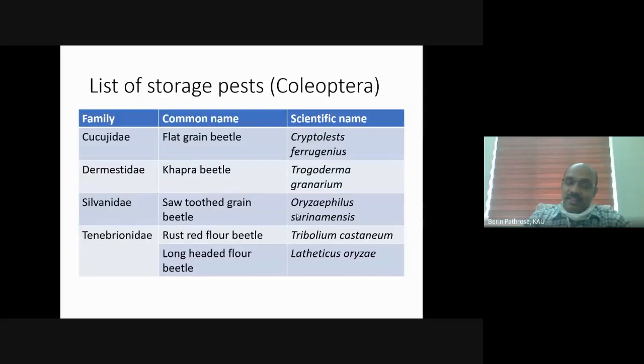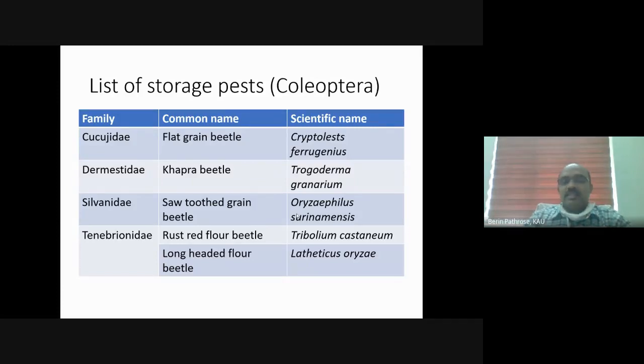The next family is Tenebrionidae. Actually, if we consider the species, we have two to three pests in the Tenebrionidae family. The first one is rust red flour beetle or red flour beetle. The scientific name is Tribolium castaneum. This Tribolium castaneum is a major storage pest all over the world.